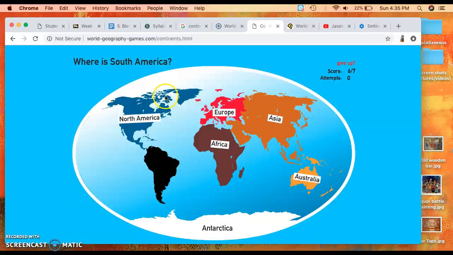And last but not least, we have South America. Again, its name, it is South. It is below North America, and it has both the Pacific and Atlantic Ocean touching it, and also the Southern Ocean.